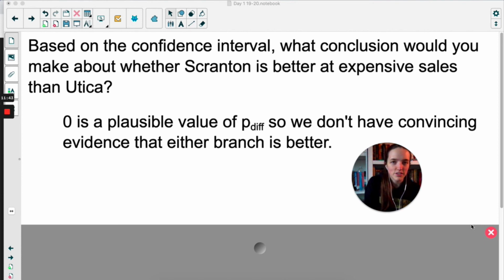If your confidence interval includes 0, that's telling you that there is a chance that the two proportions are exactly equal or pretty close to being exactly equal. If our interval was like from 0.5 to 0.6 or something like that, that would be good evidence that Scranton is better than Utica at these expensive sales. But if 0 is included, it's totally possible that both proportions are exactly the same. Sorry, Michael, but I mean, are we surprised? Not really.